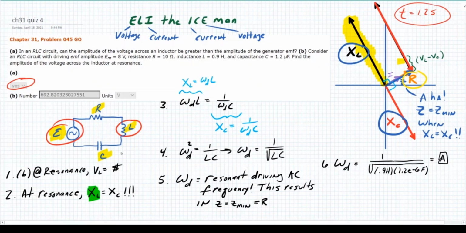962 and some change. Store that as A. 962 radians per second. Not that we need that. So if I can drive this current at this magical frequency, if I can spin that turbine at just this perfect value, 962.25 radians per second, I'm going to get resonance.